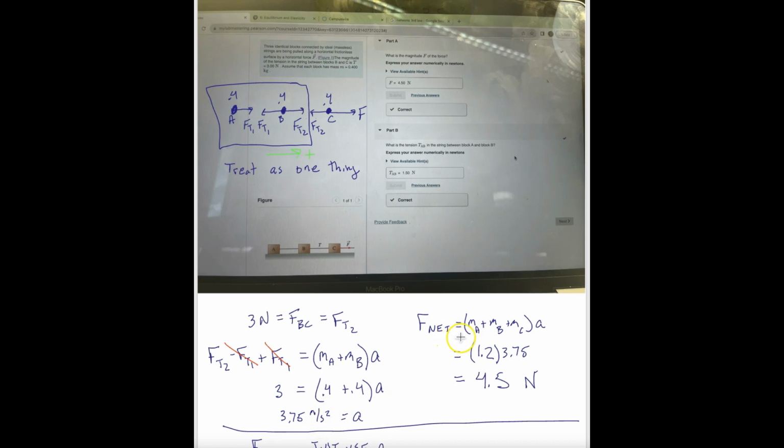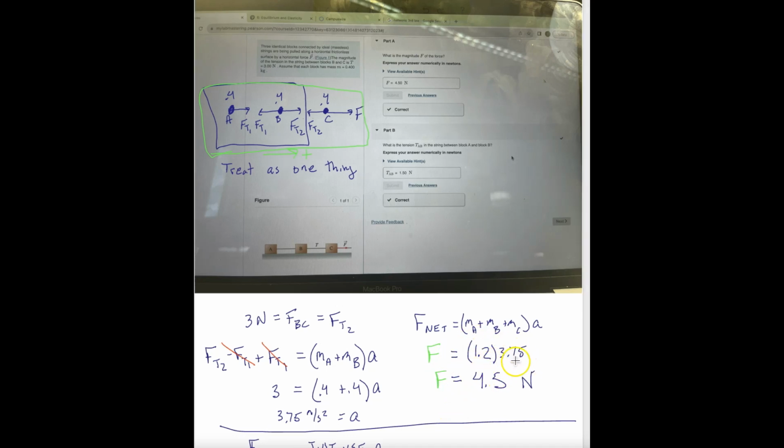Now I can go back and say, okay, let's find the acceleration of the whole thing. So the net force is going to be all 3 masses times the acceleration. That means that our net force is really just this guy right here, because we'll subtract FT2, add FT2, so those cancel. We'll subtract FT1 and add FT1, kind of like what we did here. So in the end, this really is just that overall force. So I add all 3 masses together, multiply times that acceleration I just found, and I end up with 4.5 newtons, which is the correct answer.